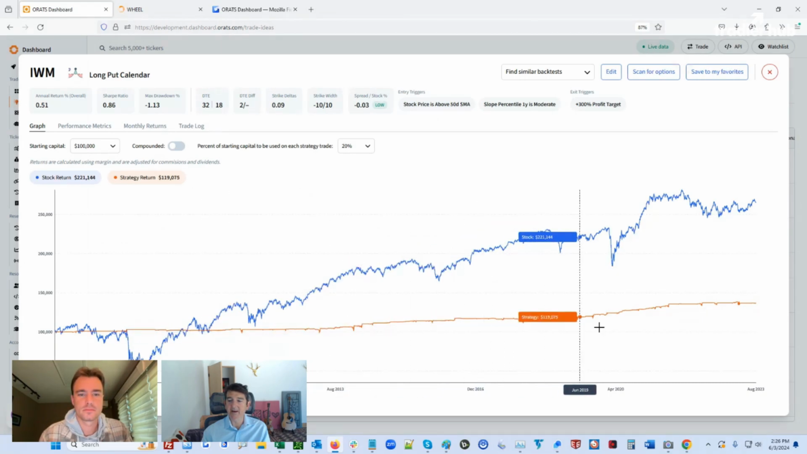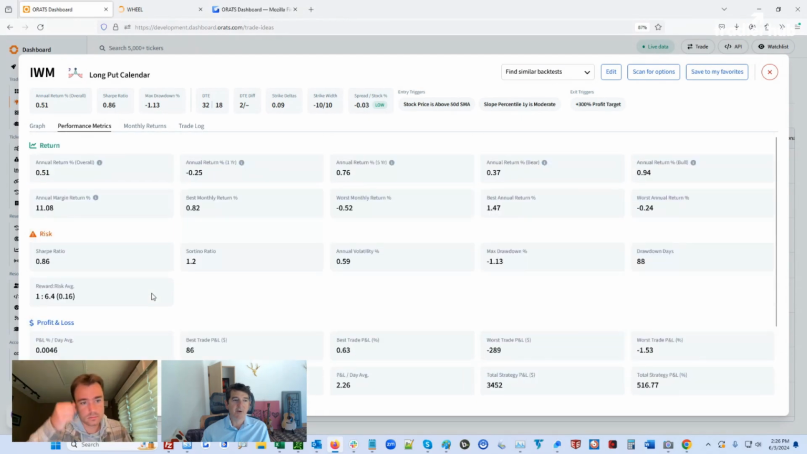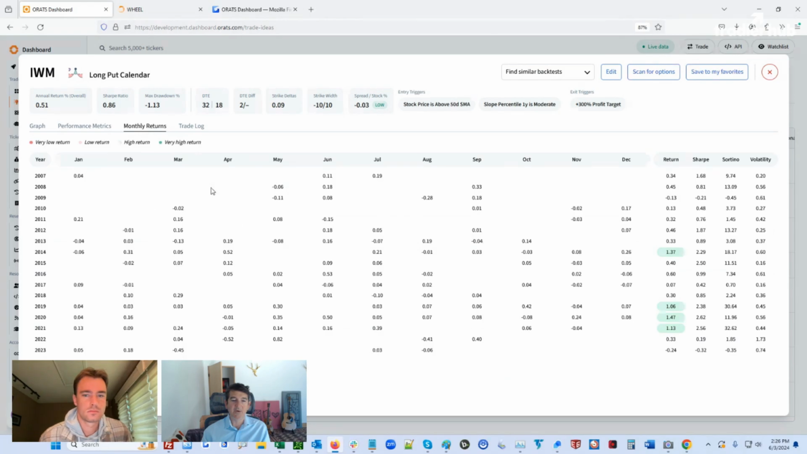Right. So here's the backtest, and it looks a little choppy. That just means it's only going in when these two things occur: when the stock price is above the 50-day moving average and the slope is moderate. You can see this was only in the market 44% of the time. Then you can view the monthly returns, and there are a lot of months missing. That's because this particular group of indicators weren't met during those times. And you can see in the other months how you did.